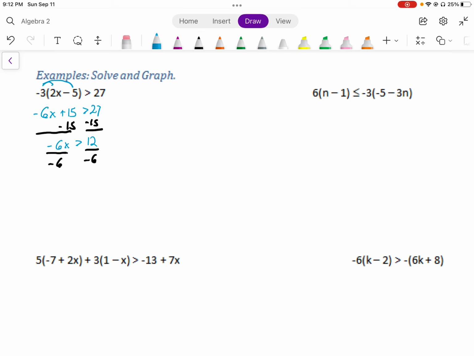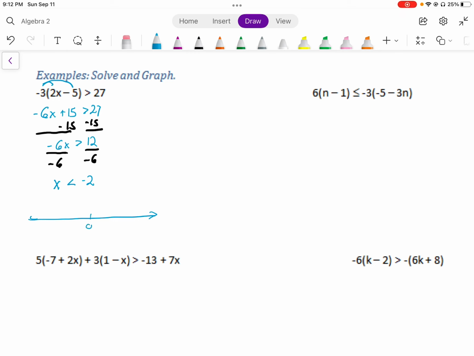And when we divide by a negative, we must switch the direction of the inequality sign. So x is less than, and 12 divided by negative 6 is negative 2. There's the answer. We solved it. Now we're going to graph it.